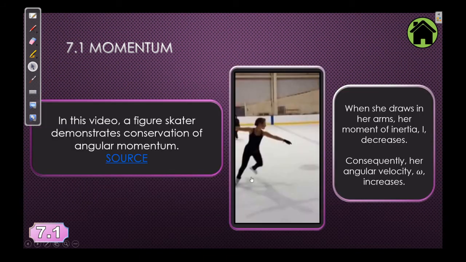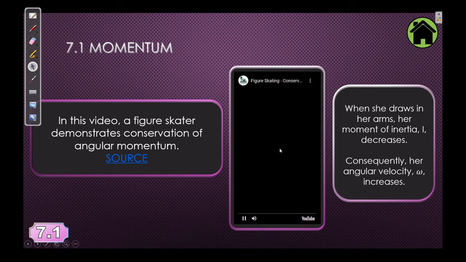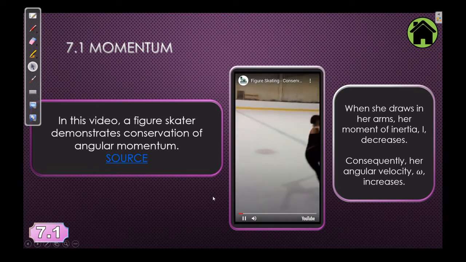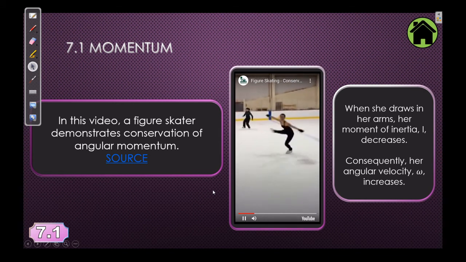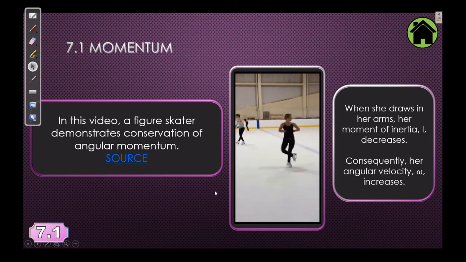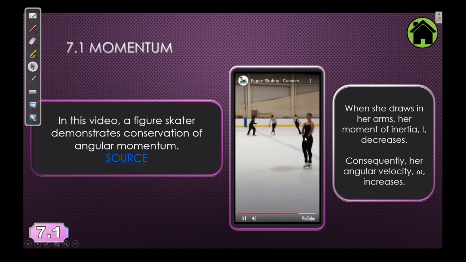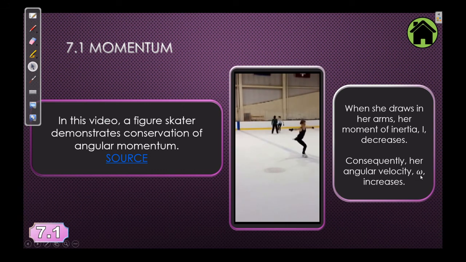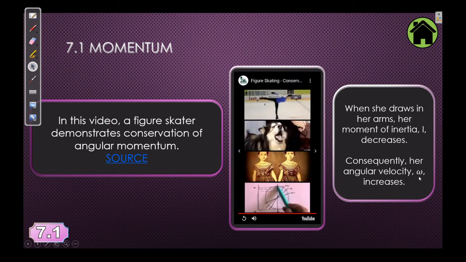So we're going to look at a video of an ice skater skating around. She's going to go into a spin. At first she will have her arms spread out and her legs, and now she has a high moment of inertia. As she draws in her arms and legs, she speeds up. That's because her moment of inertia decreases, and consequently her angular velocity, omega, must increase, because the product of angular velocity and moment of inertia stays the same as long as there's no outside torque acting to change her rate of rotation.